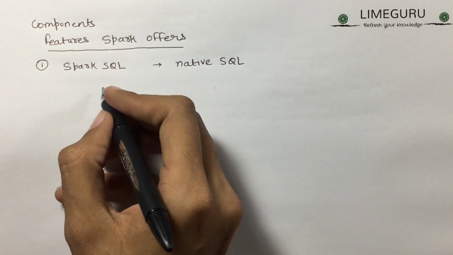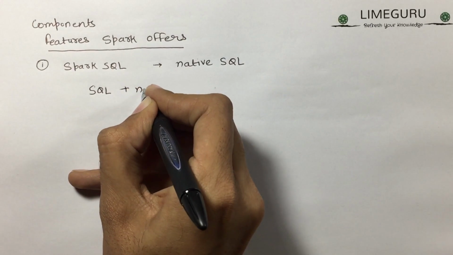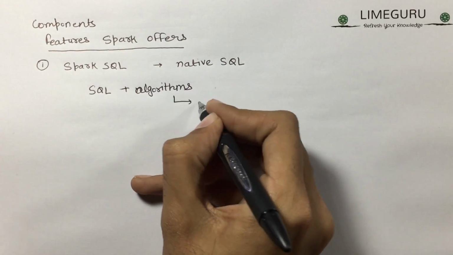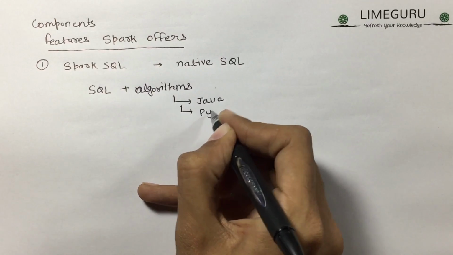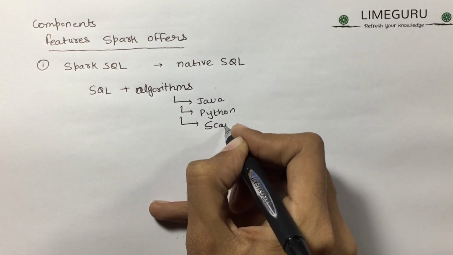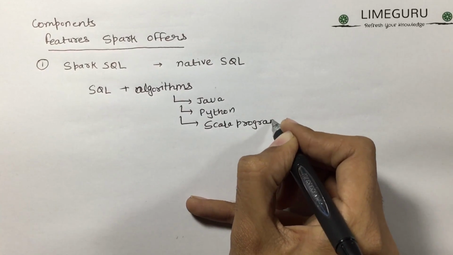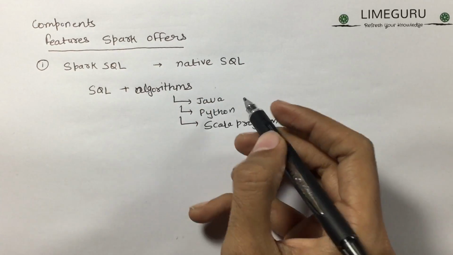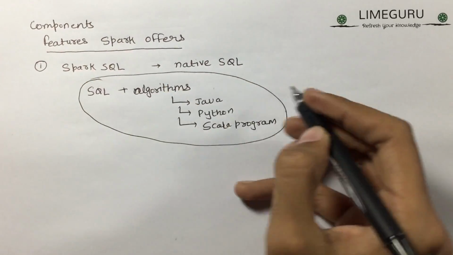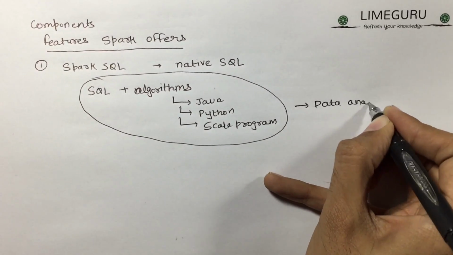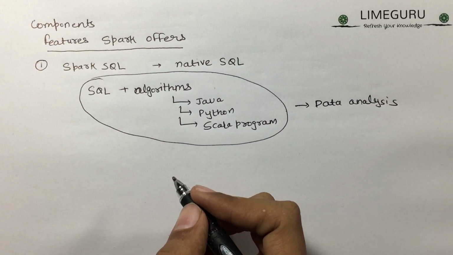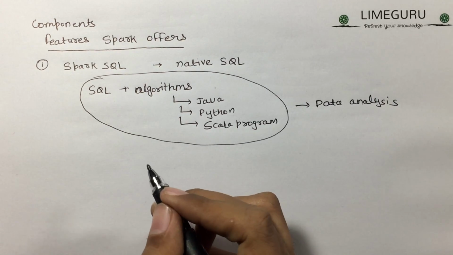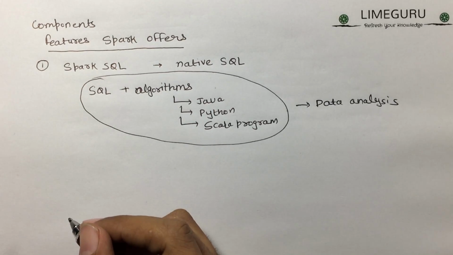Another functionality which Spark offers is that you can combine SQL with your own algorithms. Algorithms can be some Java program, it can be Python program, it can be Scala program. You can write your program in any language. You can use SQL queries within those. You can do the combination of both SQL plus algorithms, create your Spark jobs, and do the data analysis. This is another feature of Spark which has lot of advantages, that you can do combination of algorithms along with your queries to do any kind of data analysis.